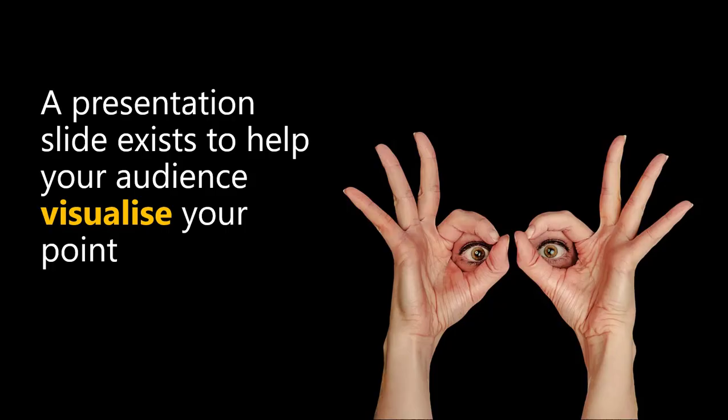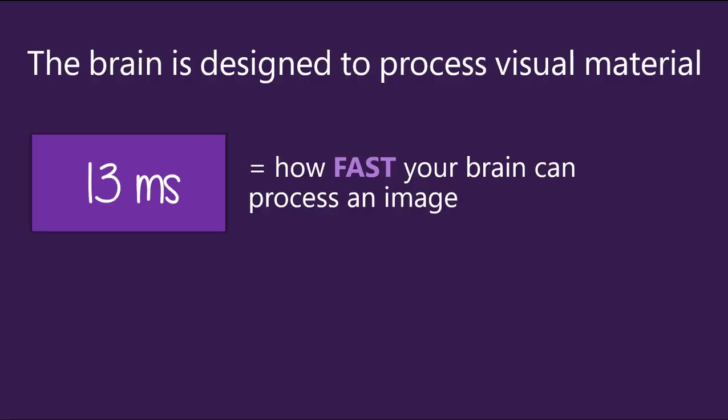Fundamentally, a PowerPoint slide has one function, and that is to help your audience visualize the point you're making when it's on the screen. A list of bullet points just isn't going to do that. The reason why you should use visuals is that the brain is so good at processing them. We're able to process images ridiculously quickly.